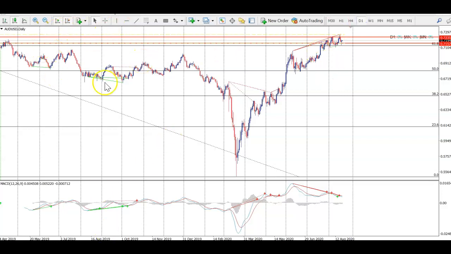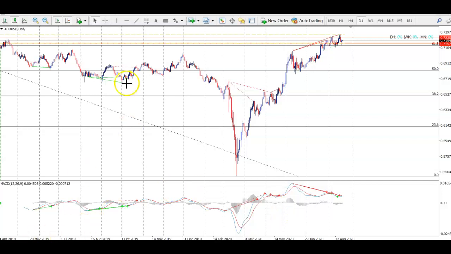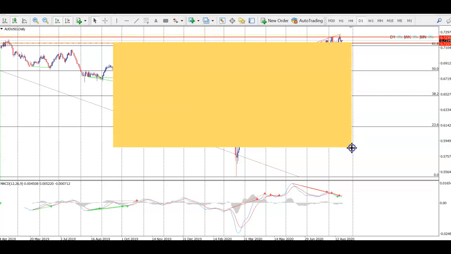So the trade this week is, this week's setup, it's going to be a selling trade. Sell AUDUSD at 0.722. Stop loss, I'm going to do a 120 pip stop loss at 0.734. And take profit is going to be at 0.68, and I'll show you that in a minute. So that's the trade setup.